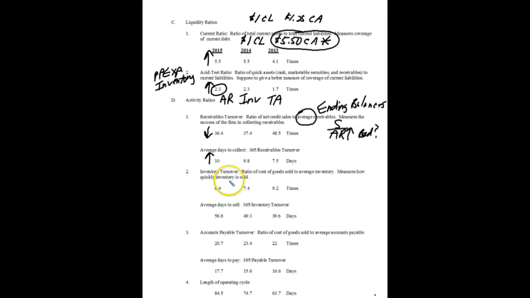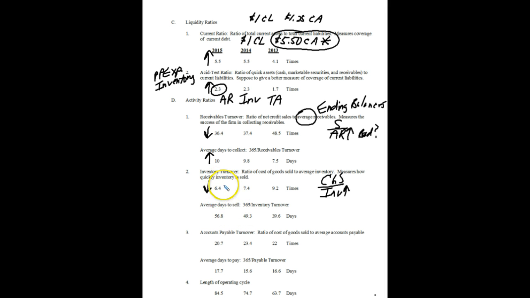Okay, next one, inventory turnover. That's taking our cost of goods sold, dividing by our average inventory, and in my case, I used ending. Here again, we see this is going down. If it's going down, that's because the denominator is growing at a faster rate than the numerator. Well, why would inventory be growing? Well, it looks like they're just not selling it as fast.